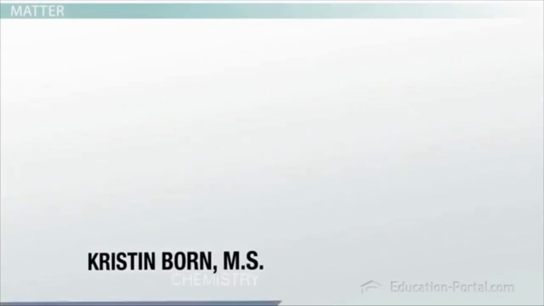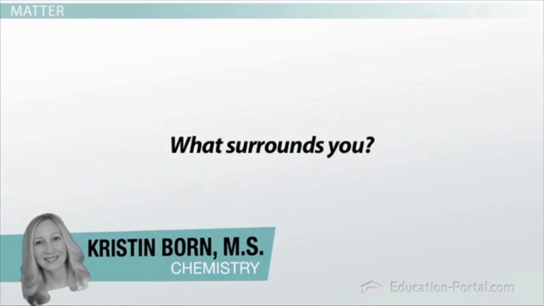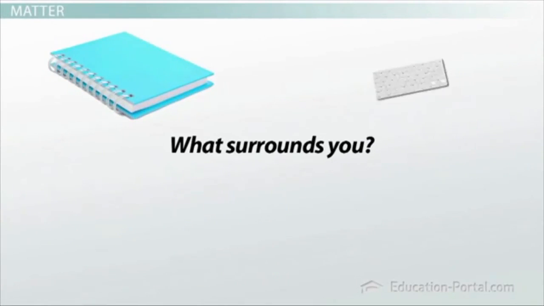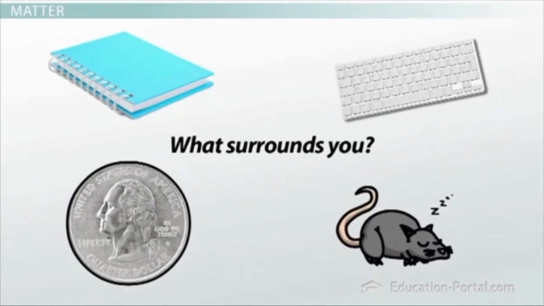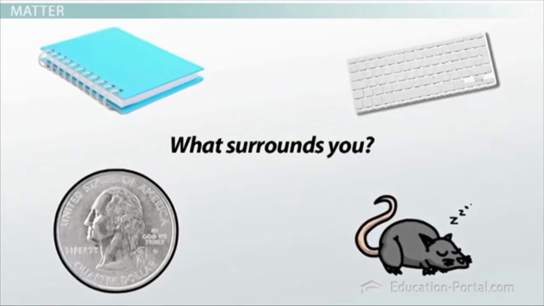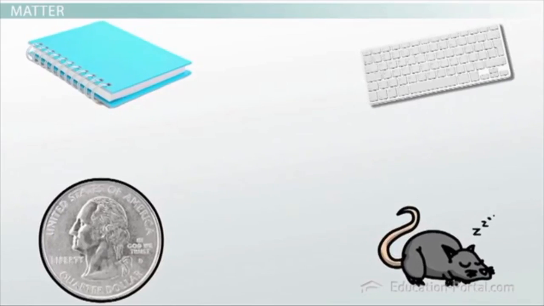Look around you. What do you see? What kinds of things surround you? Maybe a notebook, or your keyboard, or a coin in your pocket, or even a pet. Think about how you may describe those things. What do they all have in common? You may be able to come up with some similarities, but one key similarity is that they are all matter. Matter is everything around you. Your pencil, a book, even you are matter.